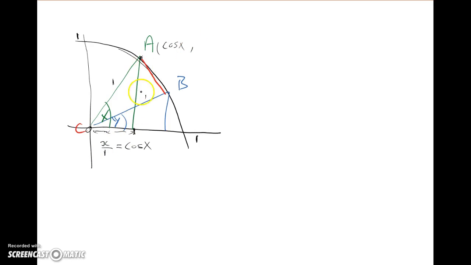In the same way, I have my opposite side there. That's actually my y value. That's how high that's going to be. So y over 1 is equal to opposite over hypotenuse, which is equal to sine of x. So that is going to be sine x. In the same way, this over here, if you have a look at it, would be cos y, sine y.